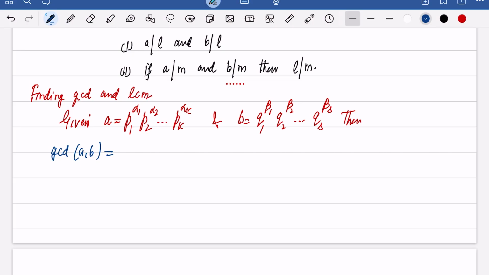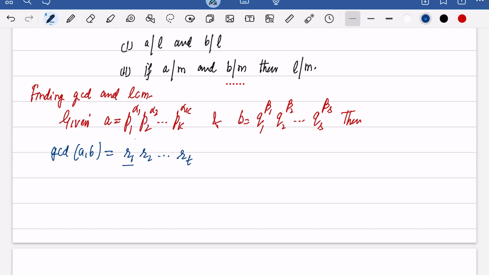We first pick up the common primes. So assuming that the common primes are R1, R2, and so on up to RT. First we have to pick up the common primes between A and B. These Ri's may be some Pi's, or they can also be some Qi's, but we just have to pick up only the common primes. That's the prime which appears both in A as well as in B. Now suppose this common prime is denoted by R1. It is appearing in A as well as in B.